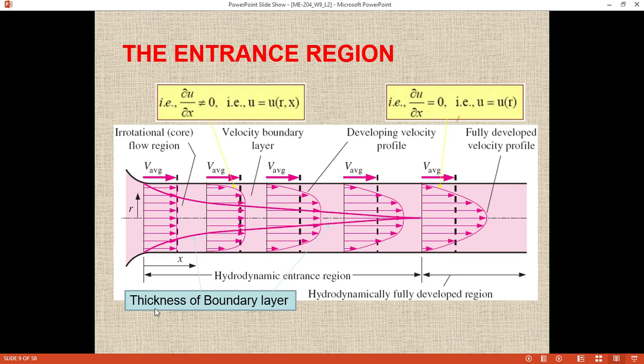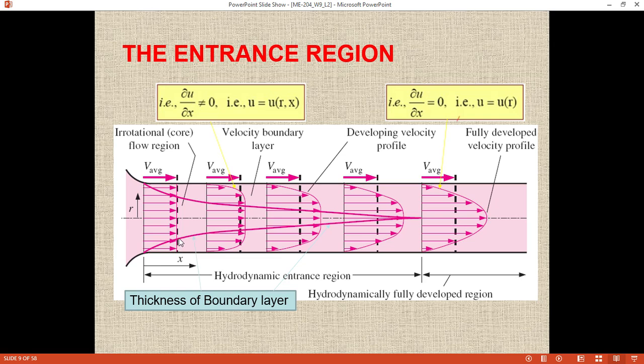And how does the boundary layer thickness develop? This is the boundary layer. You can see this line developing only because of the viscous effect, since the viscous effect at this point is maximum. As we are moving forward along the pipe, the viscous effect gradually decreases. At this point here the viscous effect is 0.